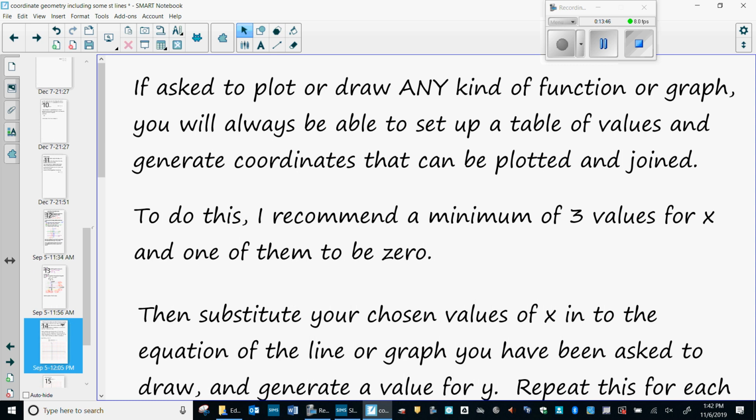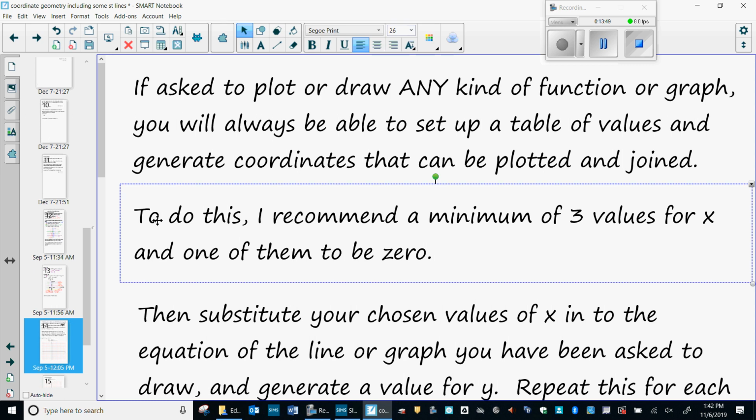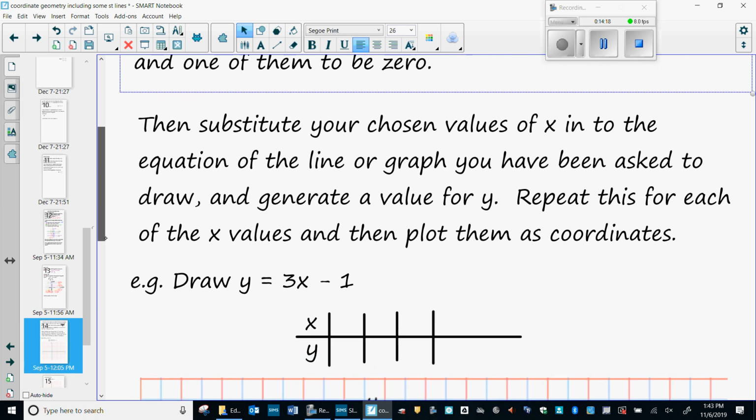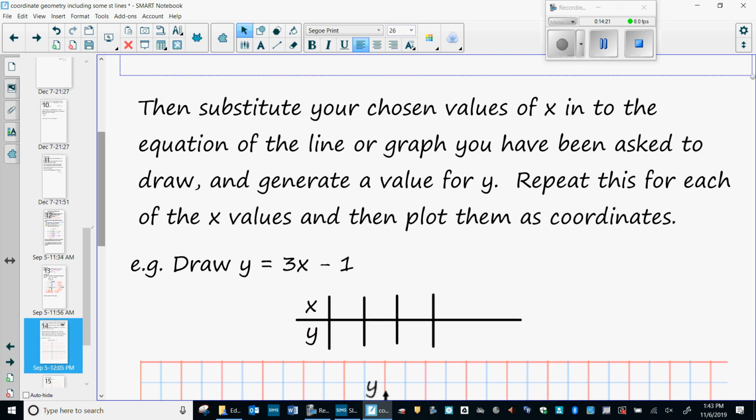Now, as I've said here, I would recommend a minimum of 3 points. So you're going to choose a minimum of 3 values for x, and I would include one of them to be 0. The reason being that if you have x at 0, then you're going to know what happens when it crosses the y-axis. Once you've chosen your values, you then substitute them one by one into the equation or the rule that you've been given. That's going to give you a y value for that particular value of x, and then you're going to plot them as coordinates.